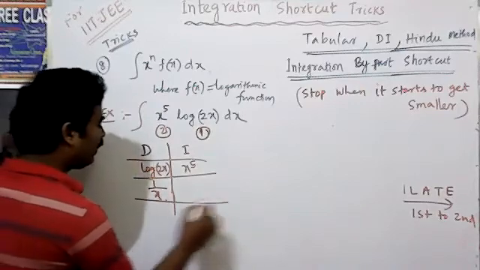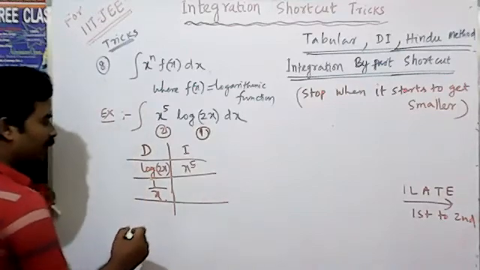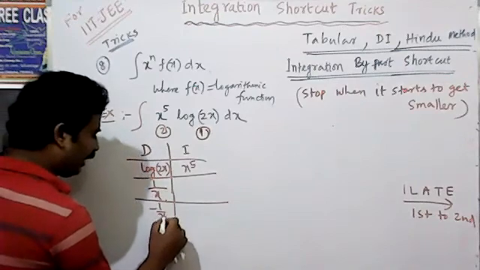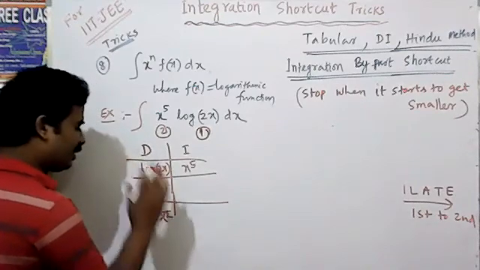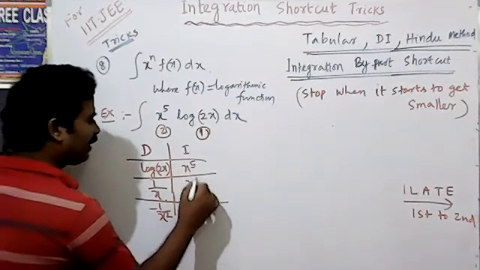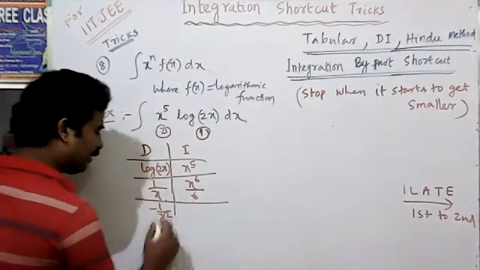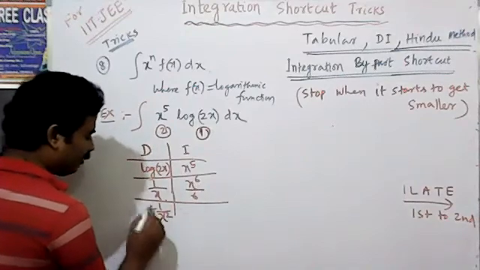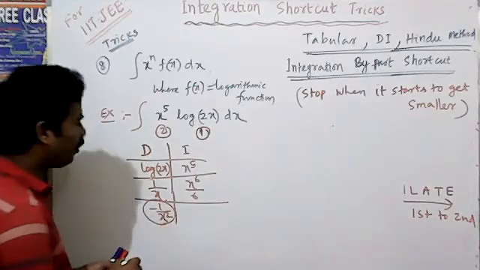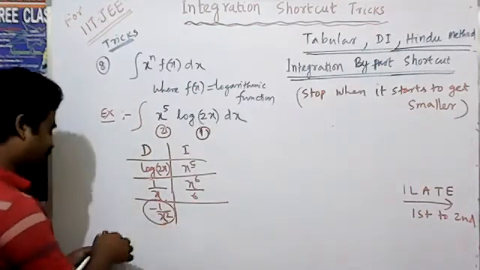Simple. After that, what value comes? That is equal to minus 1 by x square. That means now you stop it. Here x to the power 5, its integration is x to the power 6 by 6. Now don't write again because this is a smaller value. When it gives a smaller value, now stop it.